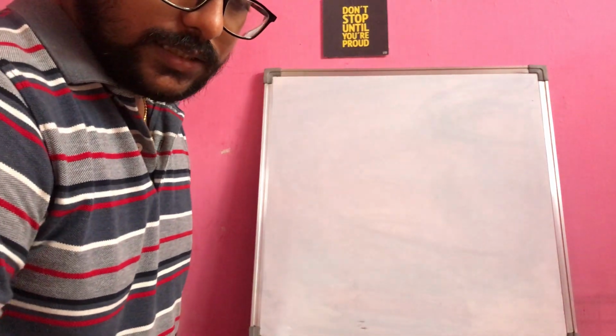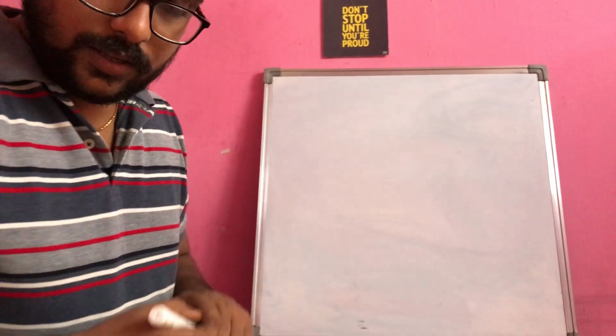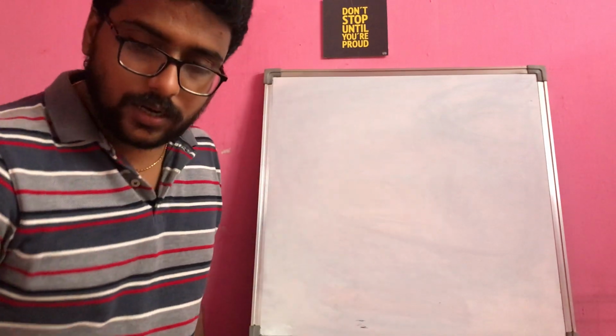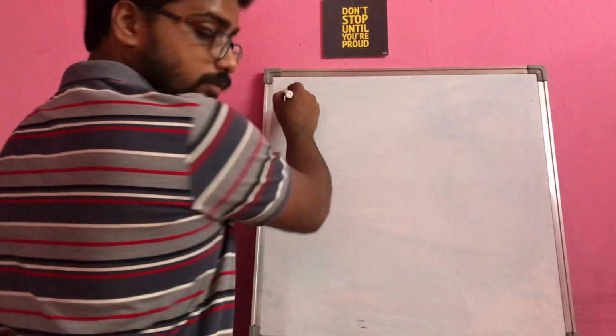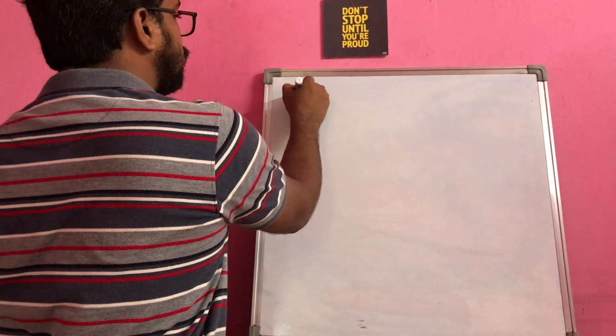Right? Now let us see another question. Find the points on the curve 9y square is equal to x cube.